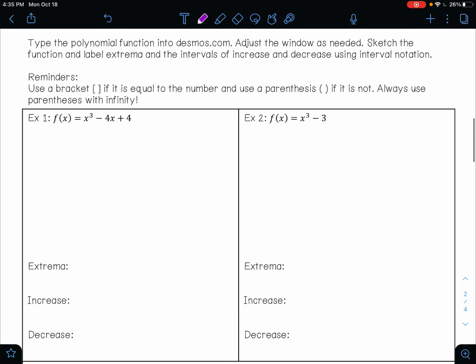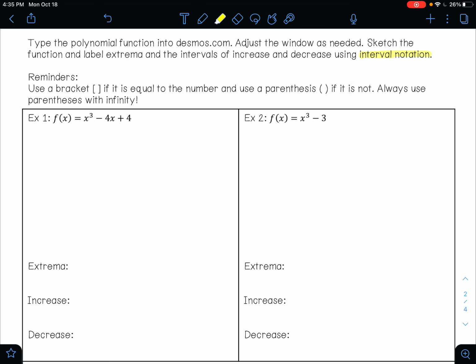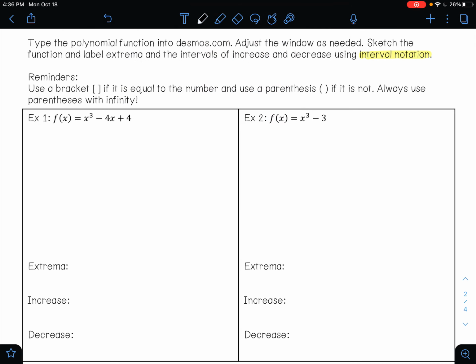It says type the polynomial function into Desmos.com. Adjust your window as needed, so you can just zoom in and zoom out. Sketch the function and label the extrema and the intervals of increase and decrease using interval notation. Now I want you to think back to Algebra 1. When you're doing interval notation, remember that these are just your x values from left to right. Your interval notation is when you use parentheses and brackets.